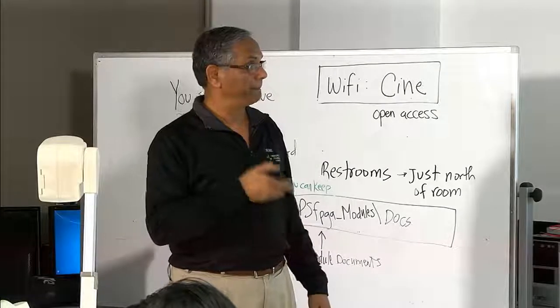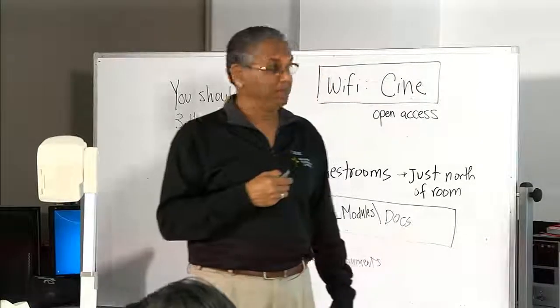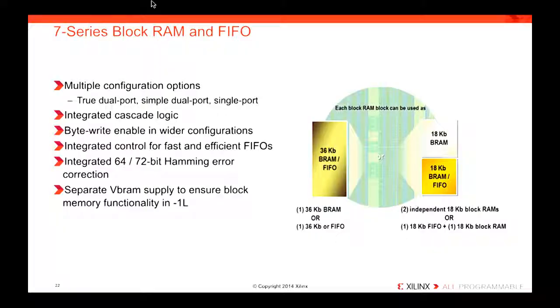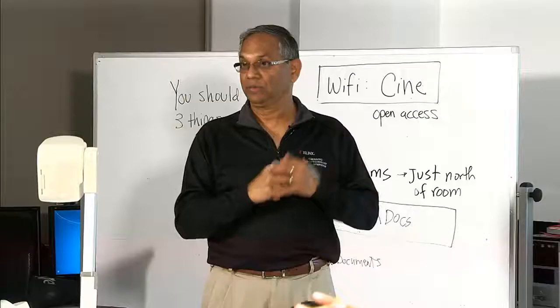You can use a 36 kilobit BRAM as two 18 kilobit BRAMs or FIFOs. So, when would you use this? When you have a small amount of data which does not require more than 18 kilobit, then in order to utilize block memory in a more efficient way, you would use it as 18 kilobit BRAMs or FIFOs.